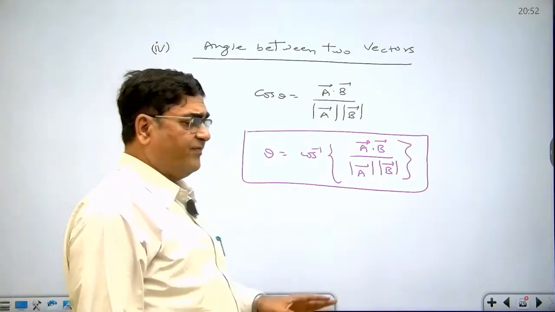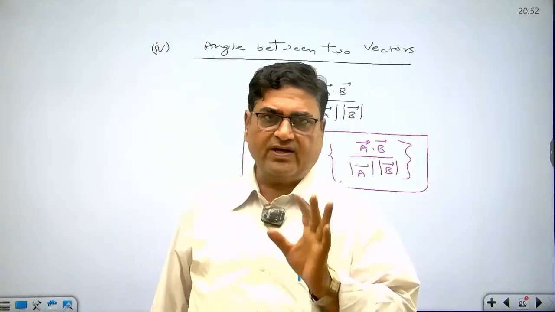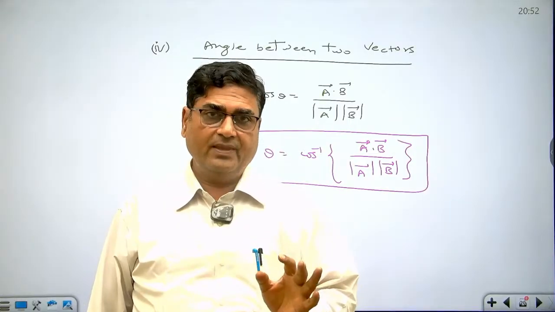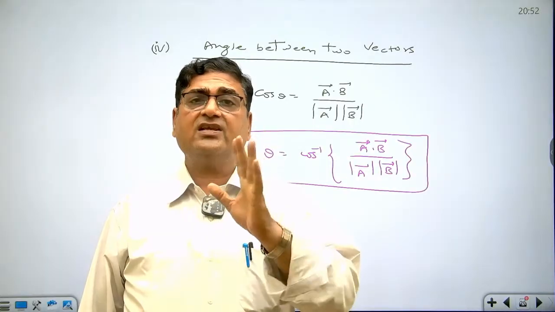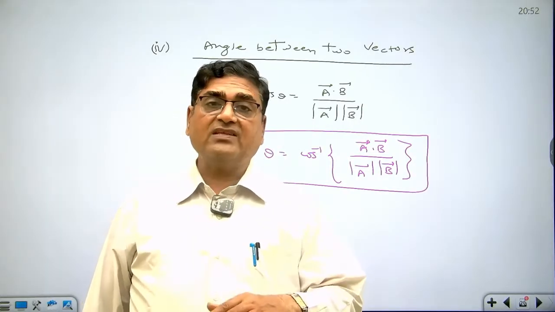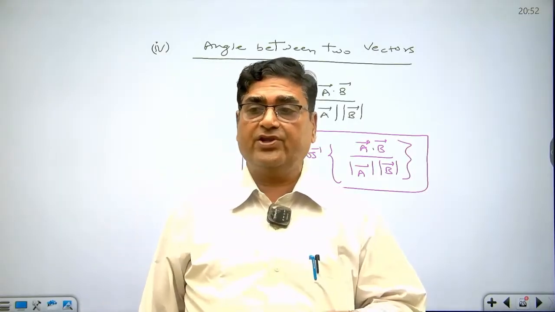Now, dear student, listen very carefully. We are talking about non-zero vectors. If two non-zero vectors are perpendicular to each other, then the essential condition is that their dot product must be equal to 0. And vice versa, if the dot product of two non-zero vectors is 0, then the vectors will be perpendicular to each other. Okay.